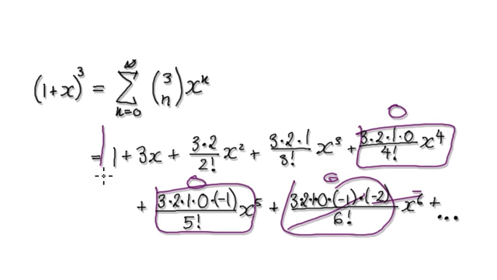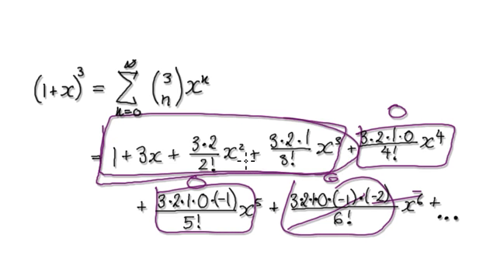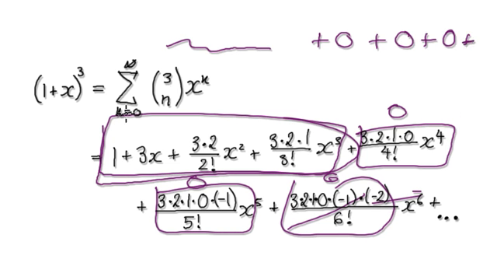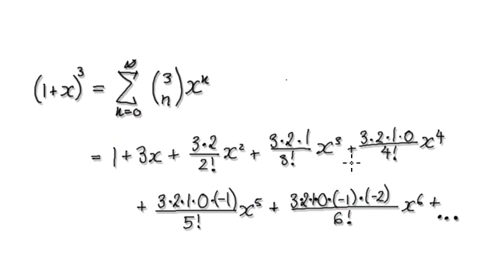So the point is, you only need these 4 terms. Your series will in a way come to an end, because you're going to have something, something, something, plus 0 plus 0 plus 0. So that's what your series will look like.